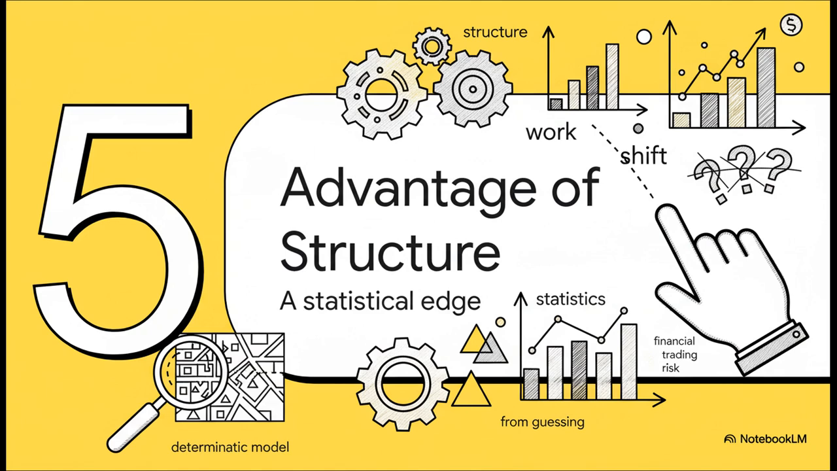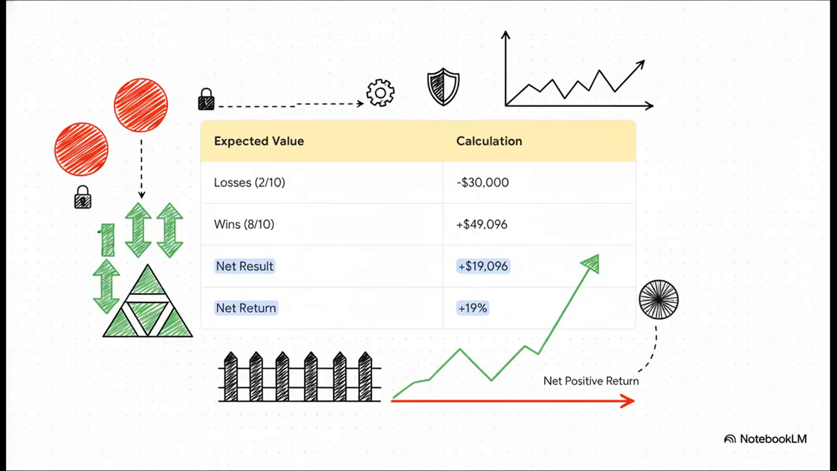So let's zoom out for a second and look at the payoff for all of this structure. Why is a deterministic model like this so powerful? Well, it's because it shifts the entire game from one of guessing to one of statistics. And this table shows you exactly where that statistical edge comes from. By capping every single loss at a fixed amount, that 15 grand in our example, the model can actually maintain a positive expected value over time, even if you're not winning every single trade. I mean, look here. Even with 2 losses out of 10 trades, the system still generates a net positive return of over 19%. That limited downside is what creates the long-term statistical advantage.